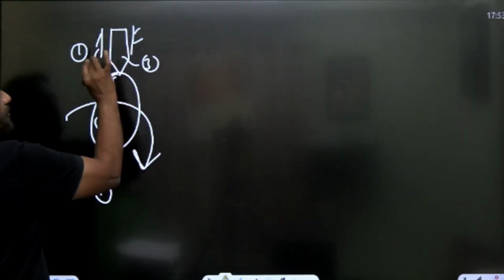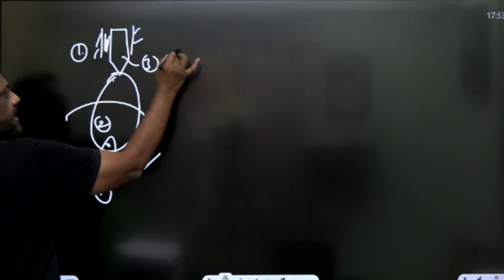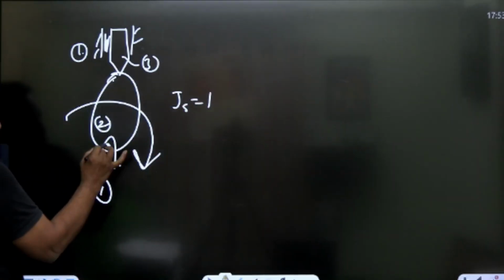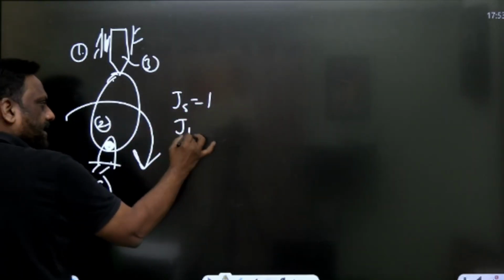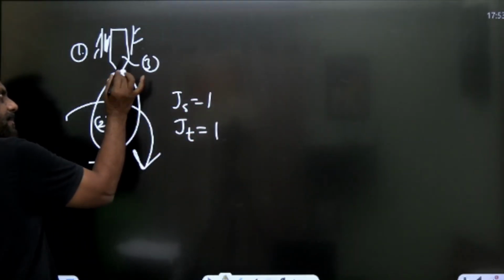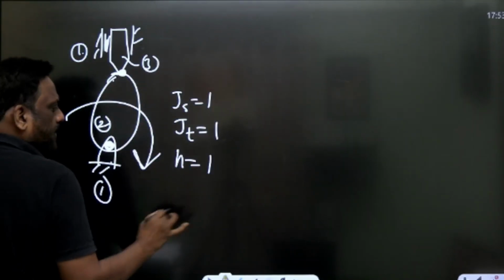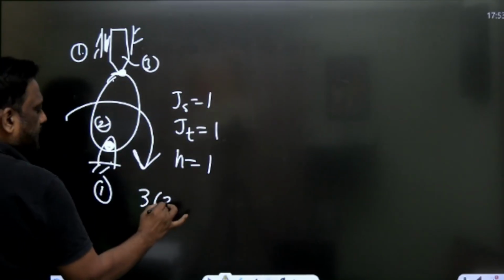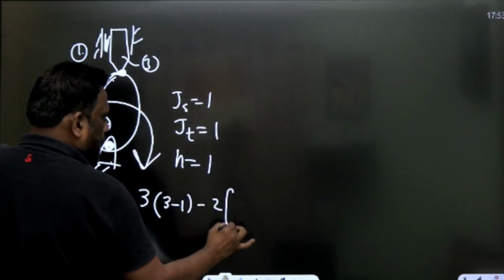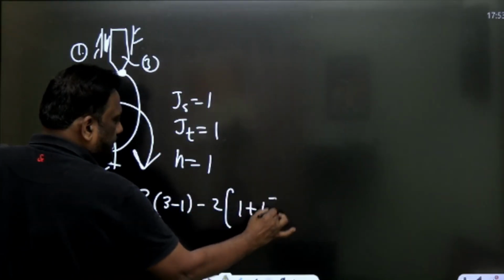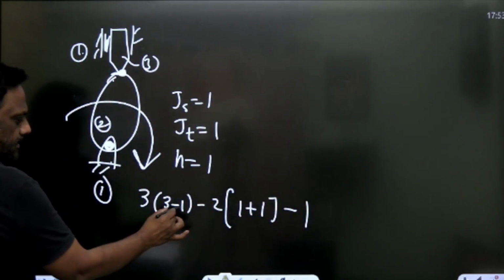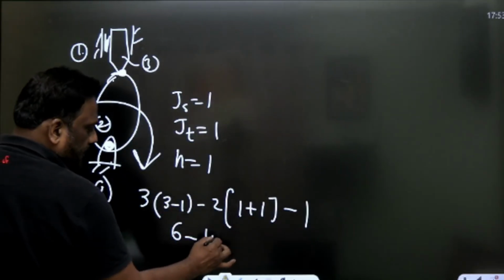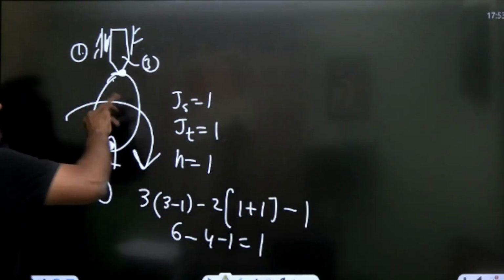Here between 1 and 3 there is sliding, so there is one sliding pair. Between 1 and 2 there is turning, so turning is 1. And there is a higher pair, point contact, so higher pair is 1. Apply 3 into (number of links, 1, 2, 3) minus 1, minus 2 times (sliding 1 plus turning 1), minus higher, which is 1. So 3 into 2 is 6, minus 4, minus 1, so this is 1.